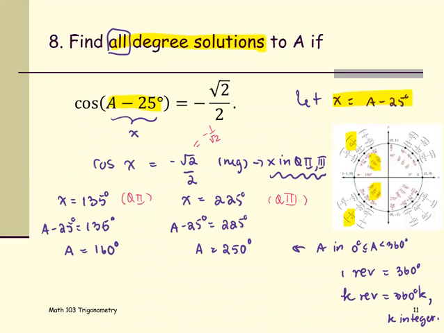Now we write all the solutions in the form A equals 160 degrees plus a multiple of 360 degrees, which is 360 degrees multiplied by k. And the second solution is A equals 250 degrees plus 360 degrees multiplied by k.